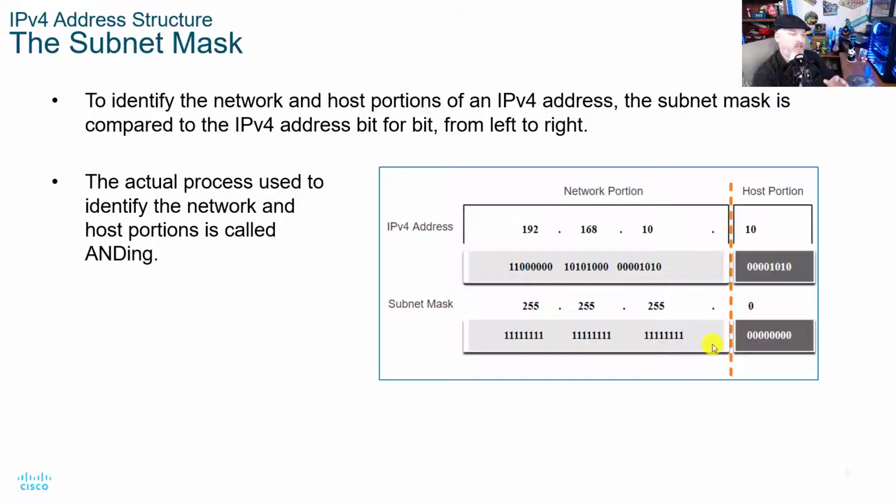That's one of the concepts that's sometimes difficult to catch on to at first. At least it was for me. So all you have to do is remember that your subnet mask is all ones up until the point that it becomes the first zero, and then everything to the left is network, everything to the right is your host. Simple as that. So the actual process of identifying the network and the host portions is called ANDing.